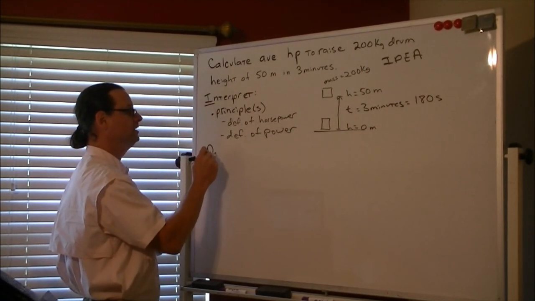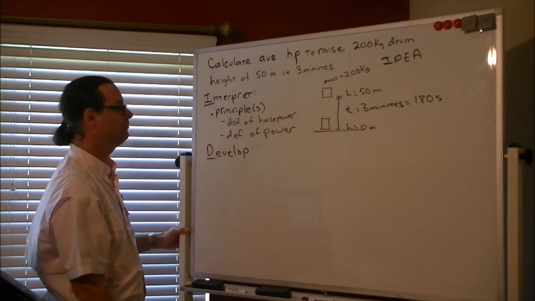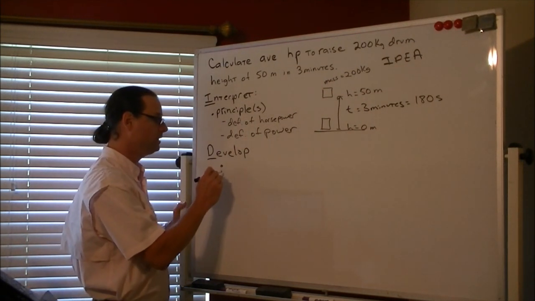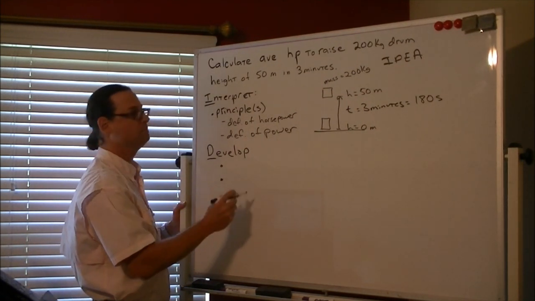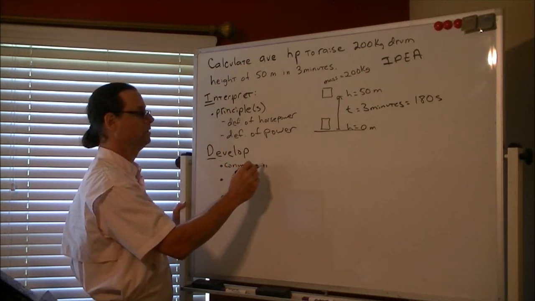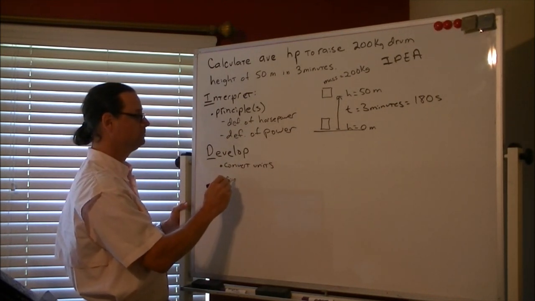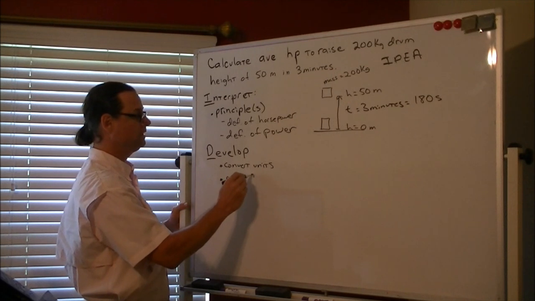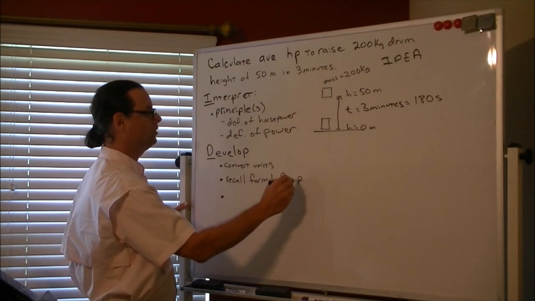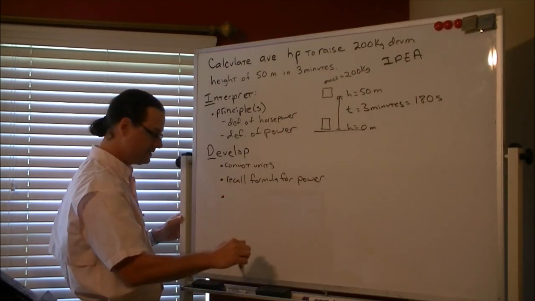So now let's move to the develop stage of our problem solving framework. To develop, we want to articulate a bullet point plan for solving the problem. So convert units, which we've already done. We want to recall the formula for power. And there are some intermediate steps there.